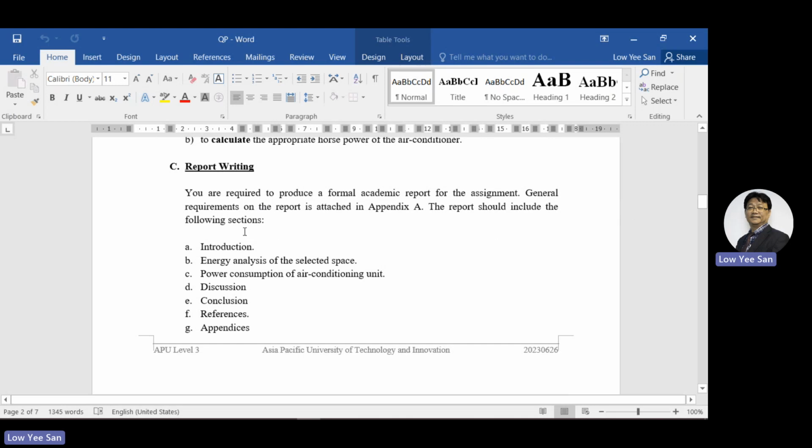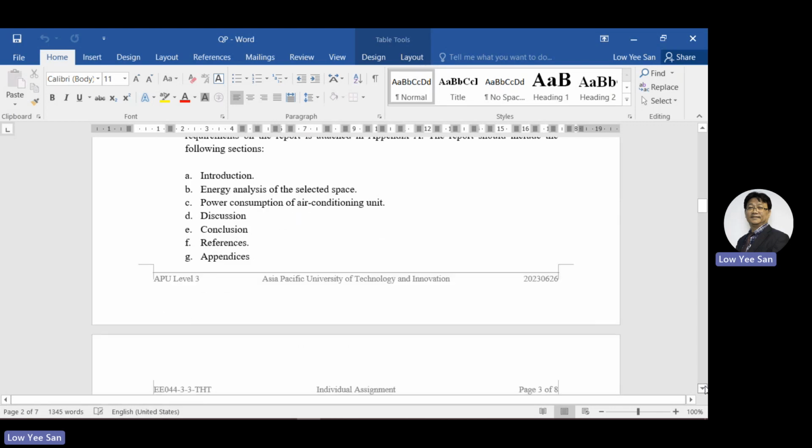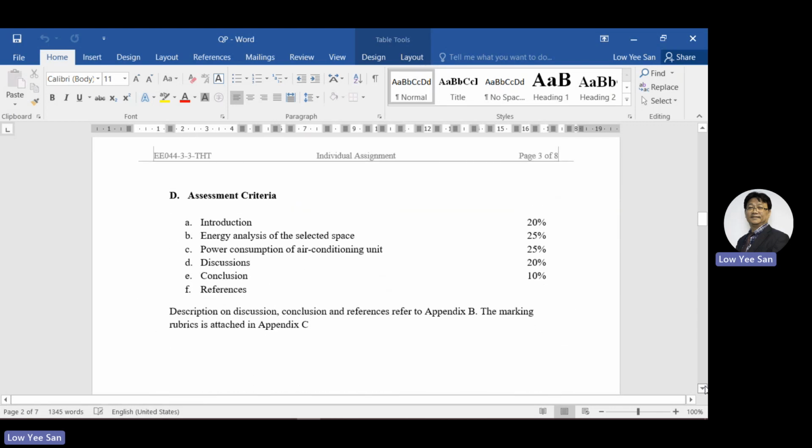Okay, you follow the format. These are the chapters that you need to do. Introduction, I'll tell you later what I want to see. And then energy analysis on the selected space, power consumption of the aircon unit, and then discussion, conclusion, reference, appendix. So these are the chapters that we must have.